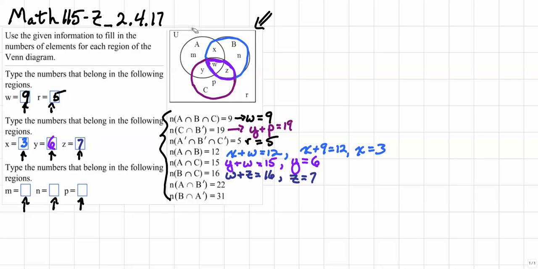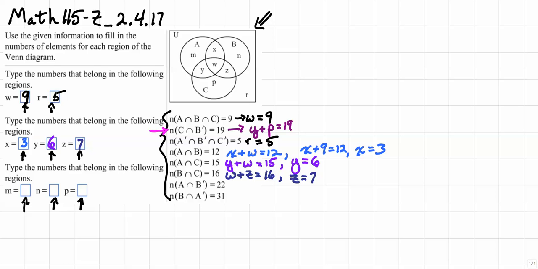Then we'll go to the next statement, which is the number of A intersect B complement. Okay, A intersect B complement. We're going to use the same logic here that we had used on this one right here. So we're looking at everything that's outside of B intersecting with A.